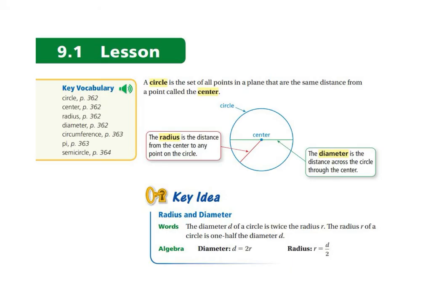All right, the radius is the distance from the center point to any point on a circle, and then the diameter is the distance all the way across the circle through the center. Key idea: the diameter of a circle is twice the radius, and the radius of a circle is half the diameter.